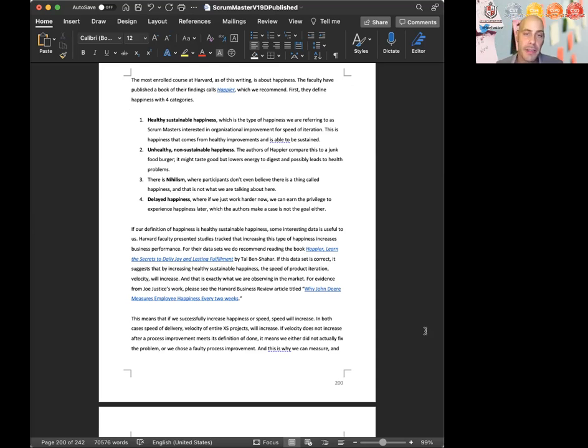Second type of happiness, unhealthy, non-sustainable happiness. The authors of Happier compare this to a junk food burger. It might taste good, but lowers energy to digest and possibly leads to health problems. Third type of happiness, nihilism, where participants don't even believe there is a thing called happiness. And that is not what we are talking about here.